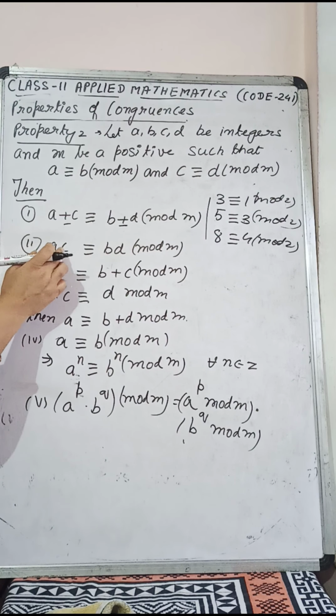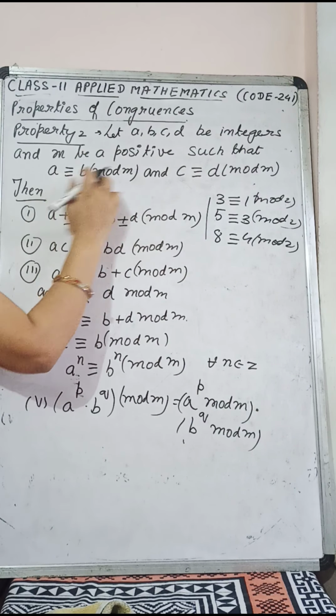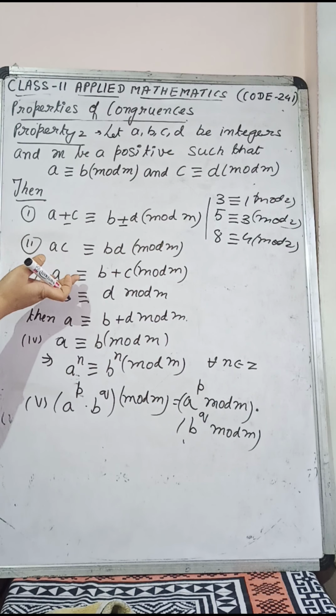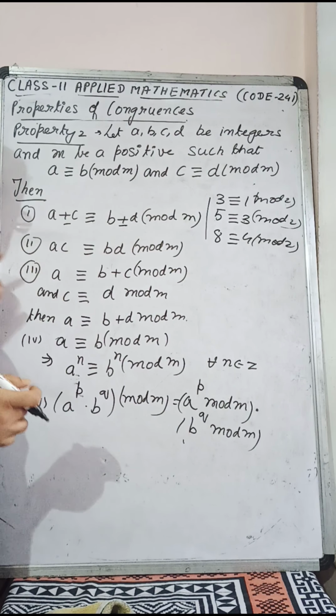Similarly for multiplication, that is, if it holds, then AC is congruent to BD modulo M. Please verify it with the help of an example.